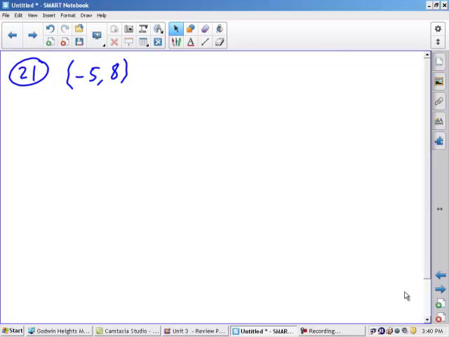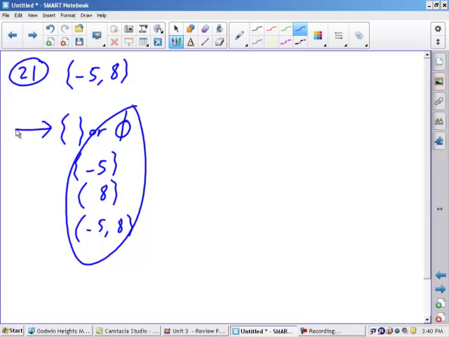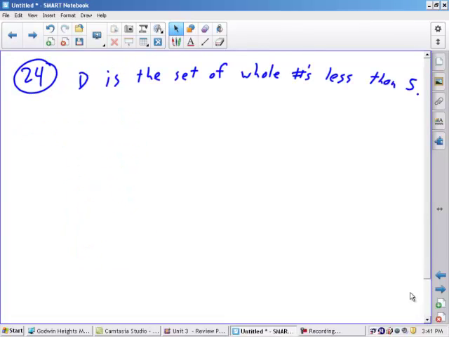For number 21, you have a set, negative 5 and 8. It says, what are all the subsets of that set? Well, first of all, you could have just a null set. You could have just negative 5. You could have just 8, or you could have negative 5 and 8. Those are all the subsets, all the different combinations.